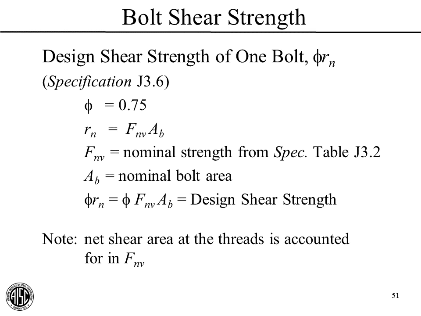Okay, the design shear strength of one bolt is very, very similar, except now we have F sub nv there for shear. F sub nv is the nominal shear strength from table J3.2, and just like for tension, the net shear area at the threads is accounted for in F sub nv, not in the area of the bolt. This is just to make life easier on us during design.